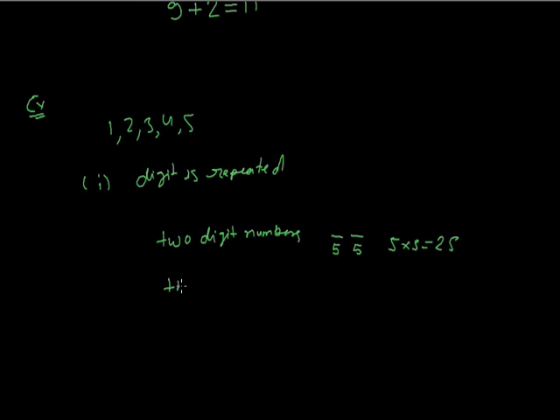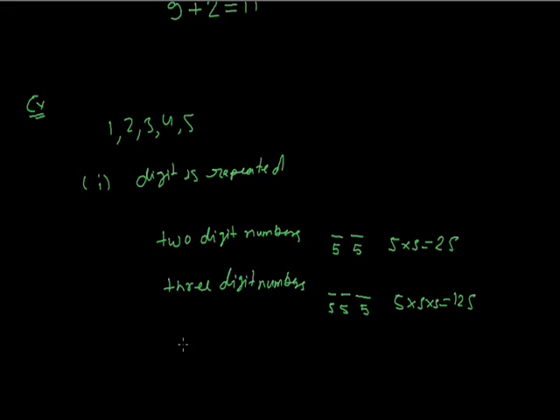Now the next is 3 digit numbers. Since a digit can be repeated, we can fill this place with 5 digits. We can also fill this place with 5 digits, and we can also fill this place with 5 digits. So according to the principle of multiplication, 5 into 5 into 5 is equal to 125.